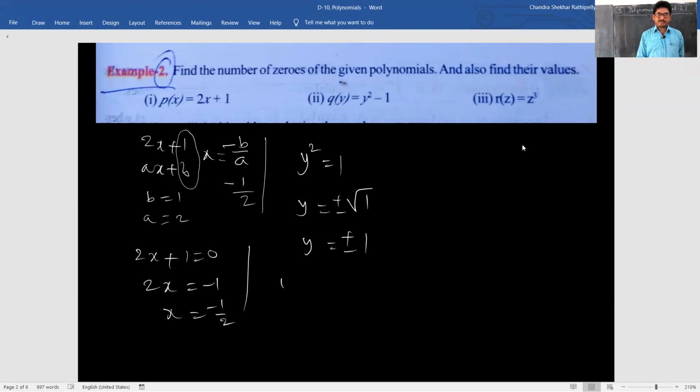That means plus 1 and minus 1. We have to separate them. So this linear polynomial has 1 zero, that is minus 1 by 2. This quadratic polynomial has 2 zeros, those are plus 1 and minus 1. Right. How many zeros does it have and what are they?